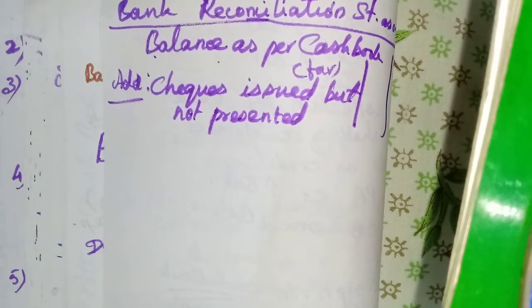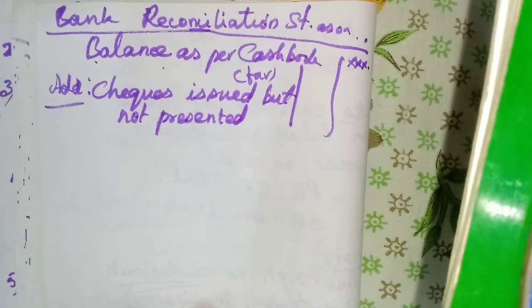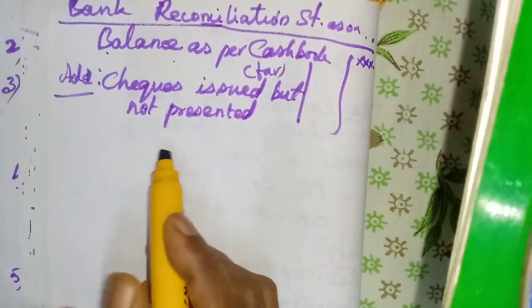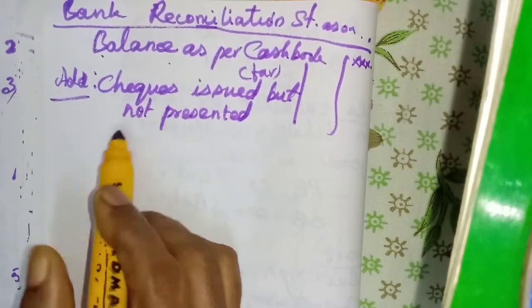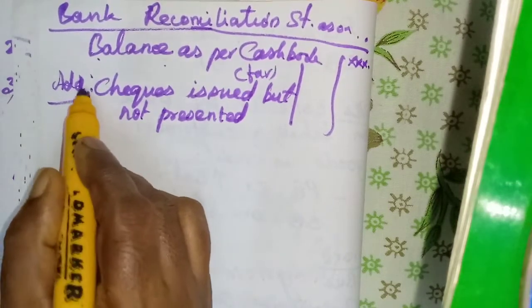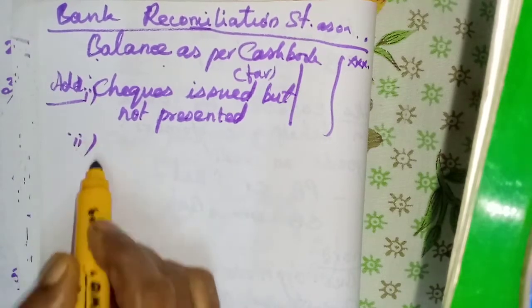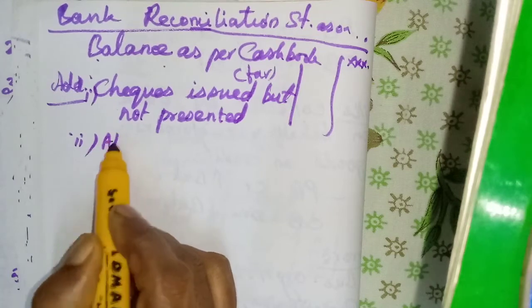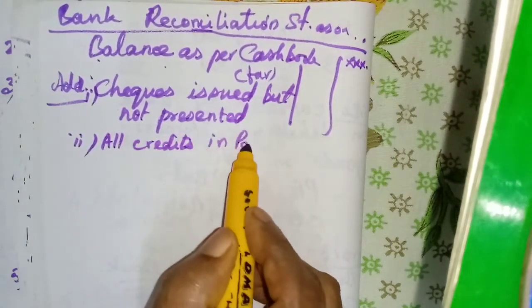Very easy. But you should know whether it must be added. If you understand all the explanations that I have given to you, you can do it very easily. So what should be added? Checks issued but not presented. Then all the credits in the passbook only.